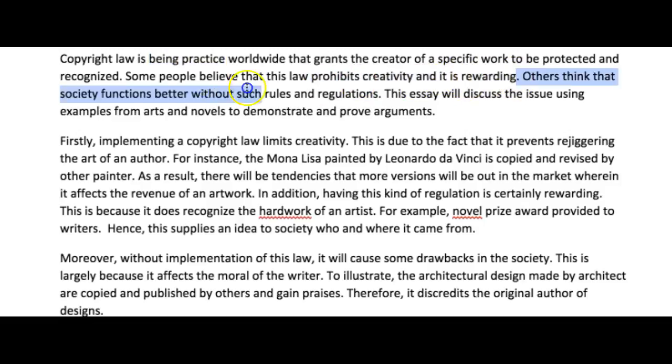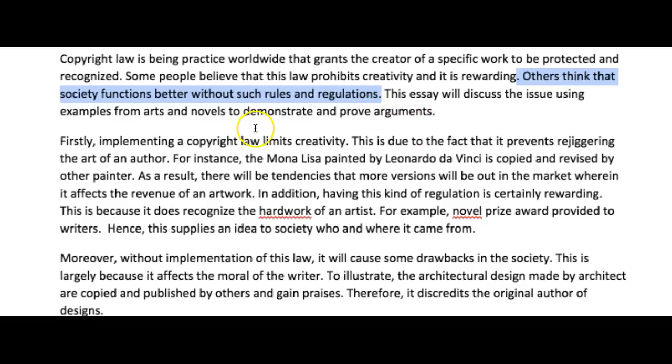So that's not very clear, okay? So some people believe it prohibits creativity and it's rewarding. Or do some people believe that it prohibits creativity but is also financially rewarding? Okay, so we've got different points of view here. So we should put a conjunction here, but it is rewarding. Okay? But well done for using "prohibit creativity". That's very good vocabulary. Others think, no, we've already got the kind of converse, the other side of the view. Okay, so just delete that.